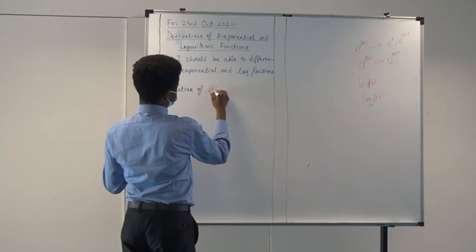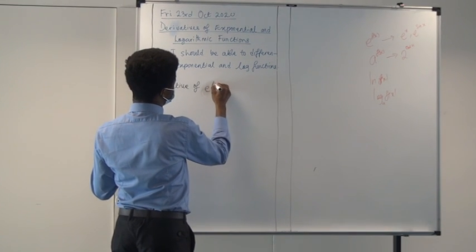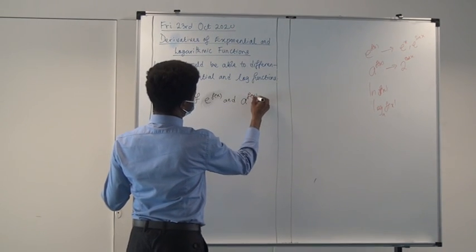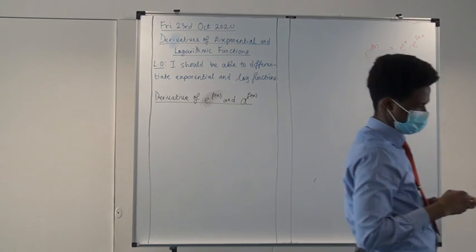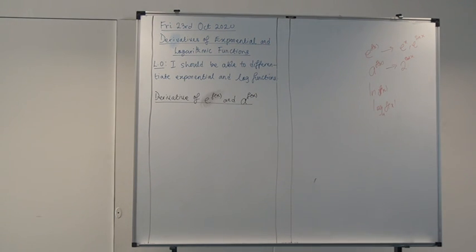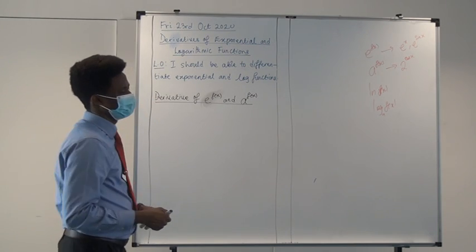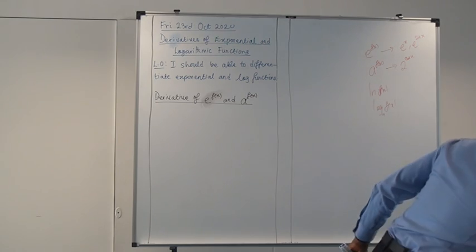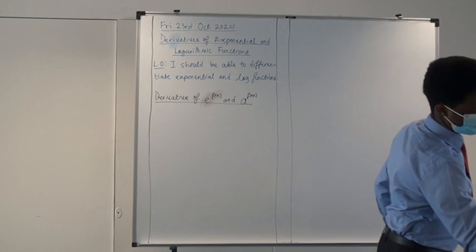I would say derivative of e to power f of x and a to power f of x. Please pay attention. For e to power f of x, let's look at it this way. There are different ways to look at it. I think you can use the first principle. And also you can use the Maclaurin series, but you haven't done Maclaurin series. But you don't have to worry about it.